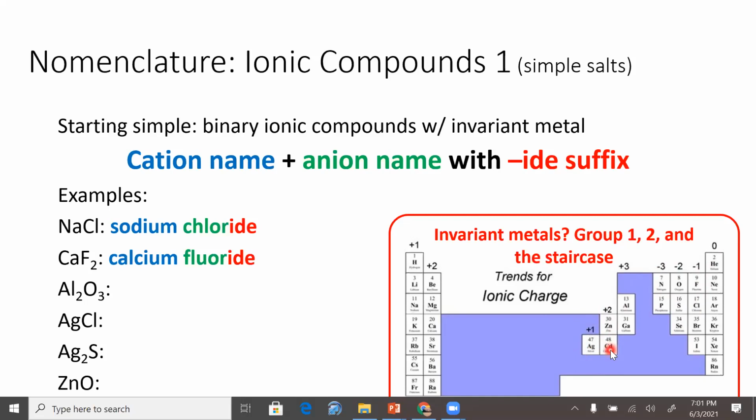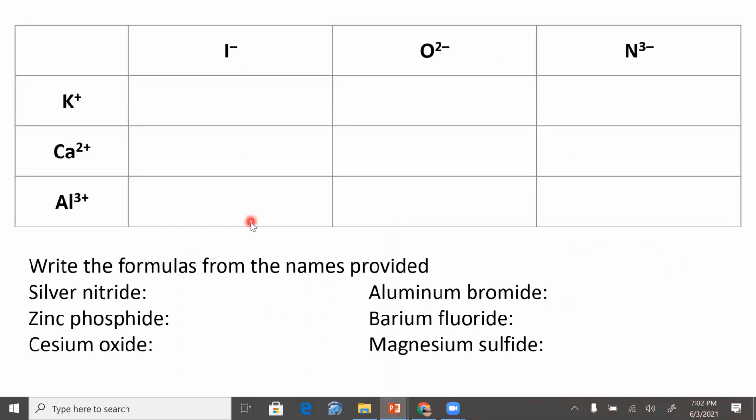Zinc and cadmium are always a +2. So as long as we know +1, +2, +3, -1, -2, -3, and silver is a +1 and zinc and cadmium are +2, that's what we need to know. Okay? Now, what do we use them for? Well, we use them for writing formulas for compounds.